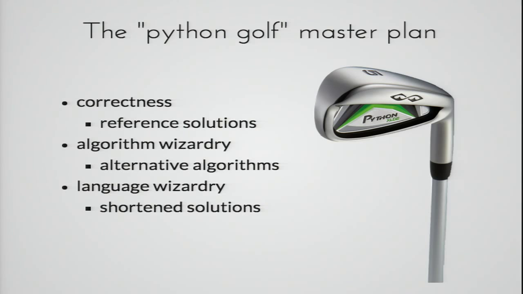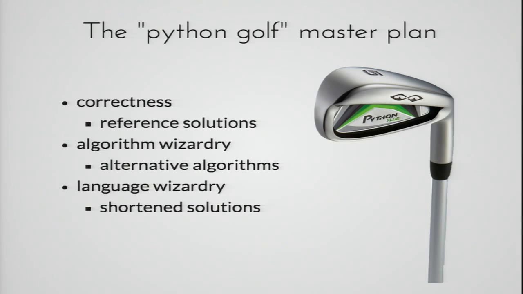What is the master plan? The steps that you do are more or less always the same. First, you aim for correctness. You build reference solutions. You need to check that you understood what the problem wants, because every time you submit a solution, first, it must be correct. And then they count how many characters you used and give you a score. So first, correctness. Then algorithm wizardry.